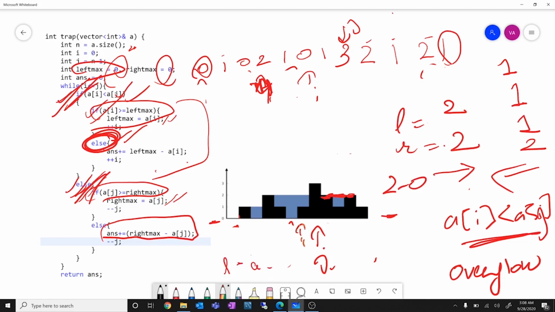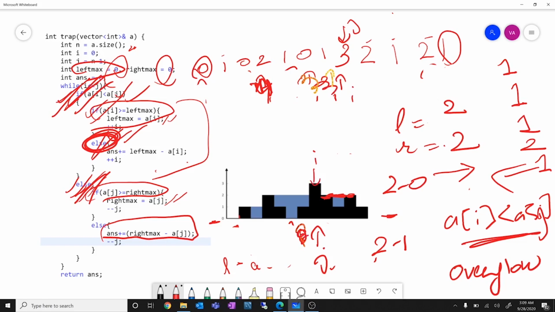My I comes here. My I is now pointing at 1. Alright. And in this step again, this condition is satisfied and this condition is satisfied. So 2 minus 1 is added again. So 1 is added again. Right. And then finally I becomes equal to j.